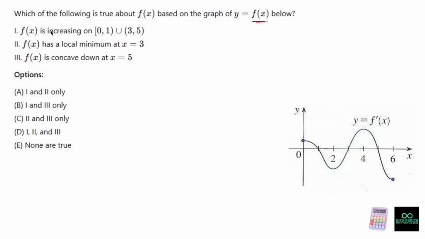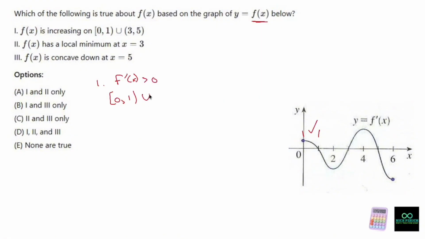Option number 1 is asking what's happening between 0 and 1, and also 3 to 5. It's saying f of x is increasing. Now, if f of x is increasing, that would imply that the derivative is positive, meaning the slope is a positive number. So if I look at this graph, I care about what happens between 0 and 1. So is the derivative positive between 0 and 1? And here's 0, here's 1. Is it above the x-axis? Yep, check.